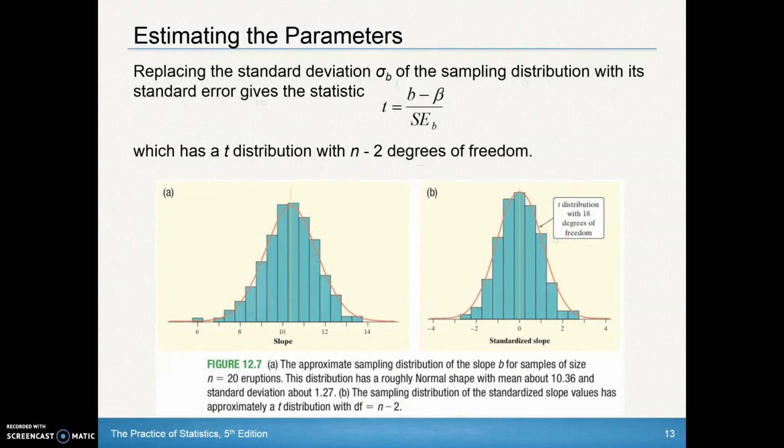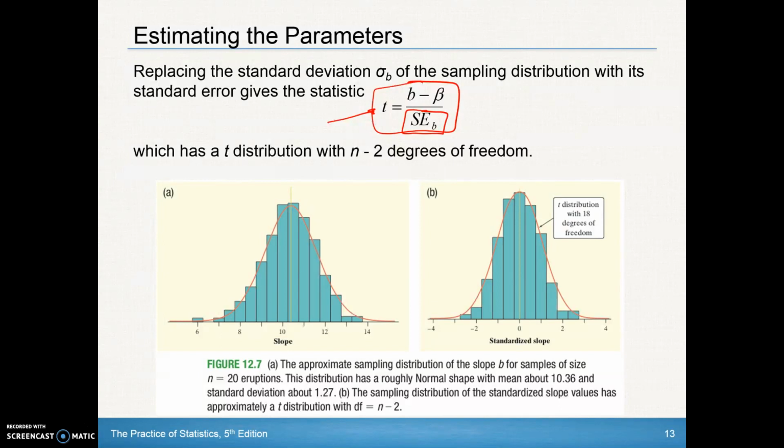Well, replacing the standard deviation of our sample slopes' distribution with its standard error gives this statistic. And this is what we'll be using, because we'll be using a t as our test statistic, since we don't know what that population standard deviation is, and we're going to be substituting in the standard error of our slopes.